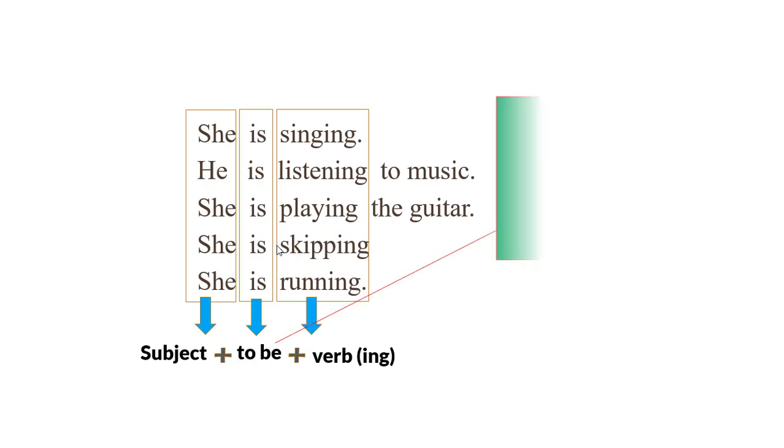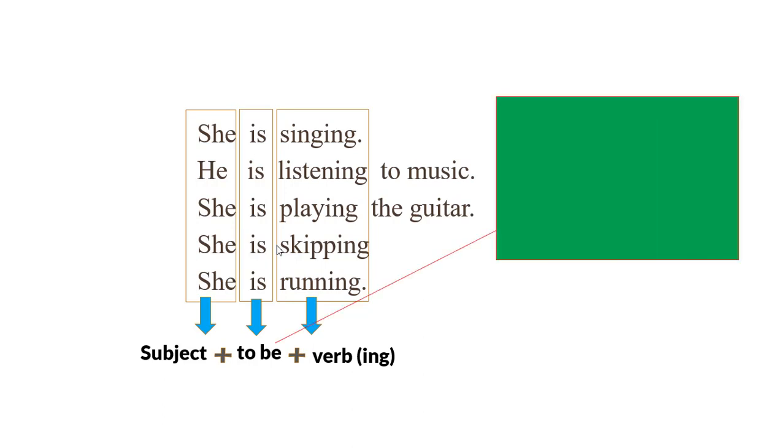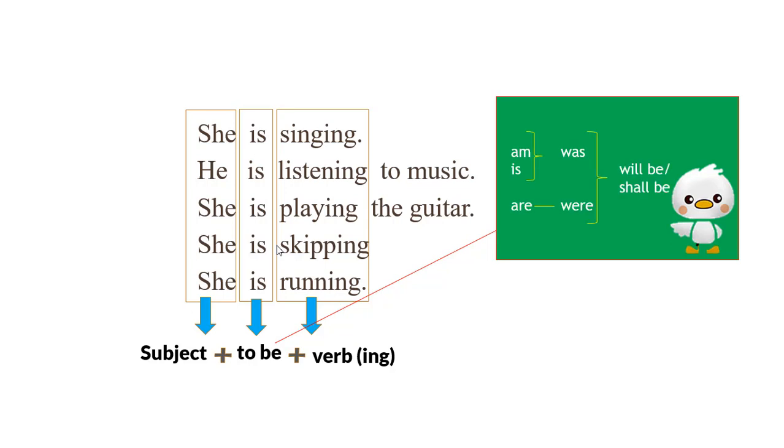If you can't remember what the be verbs are, just look at this. Am, is, are, was, were, will be and shall be are the main be verbs we are learning. Now look at this. There's a relationship between these. This is present tense, this is past tense, and this is future tense. Am and is are the singular be verbs for present tense, and are is the plural present tense be verb.